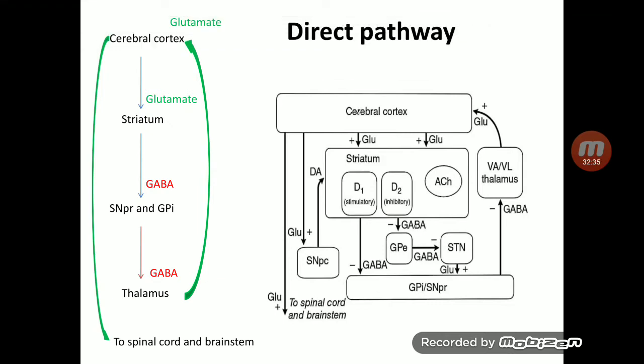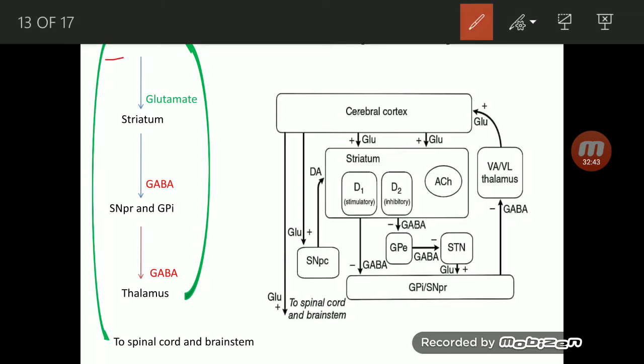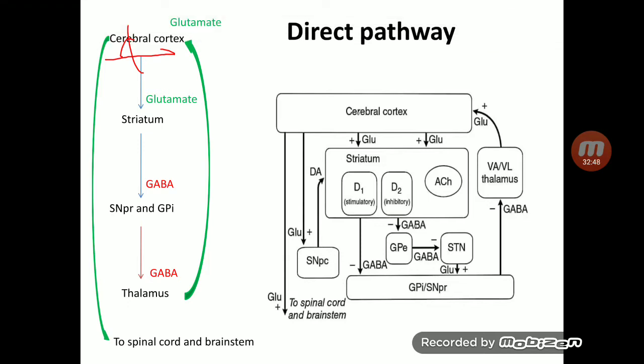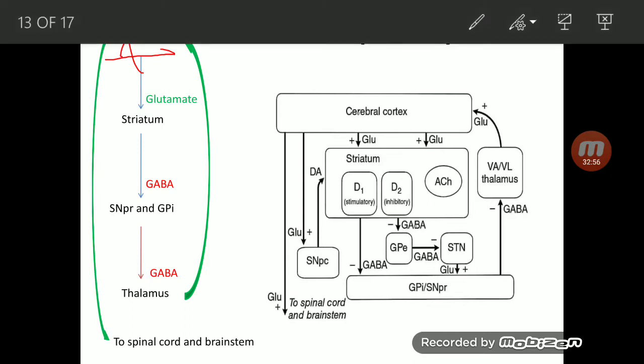So in case of your direct pathway, over here we have started with your cerebral cortex. Now you want to move. Generally, from the cortex the movement arises. The cortex is going to send a signal to your striatum. Now see a connection between your striatum and your SNPR, which is substantia nigra pars reticulata.